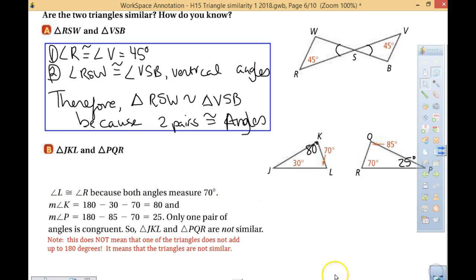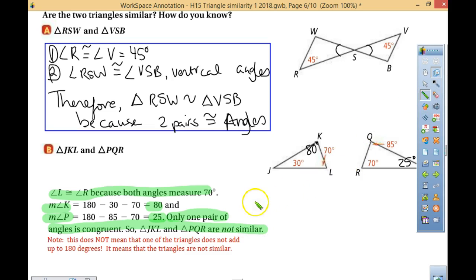Because we use that triangle, three angles in a triangle, the measure of angle K, all I need you to put down as you look at that is the measure of angle K is 80. The measure of angle P is 25. And then we have to have this statement. Only one pair of angles are congruent, so the two triangles are not similar.